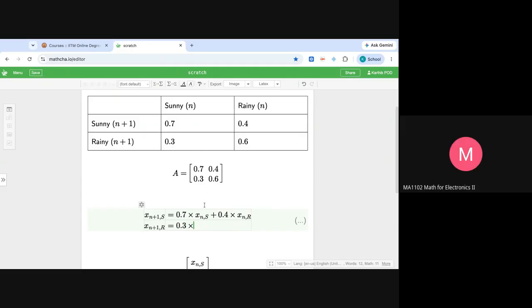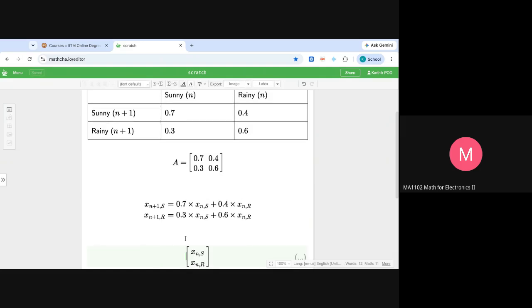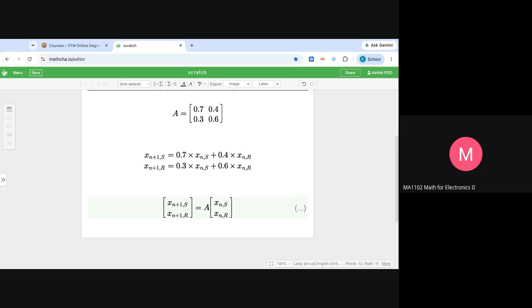So just to complete this, what will happen? If it is sunny and you want it to be rainy, then it's 0.3. And if it is already rainy and you want it to remain rainy, it is xnr, right? So this is nothing but xn plus 1, so this is xn plus 1 comma s and xn plus 1 comma r, which becomes now 0.7, 0.4, 0.3, 0.6.